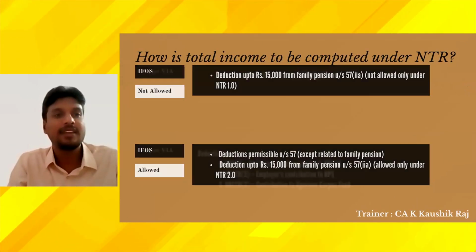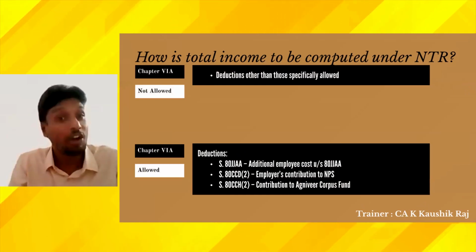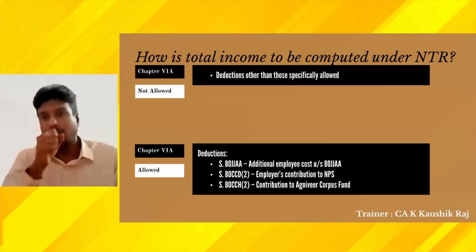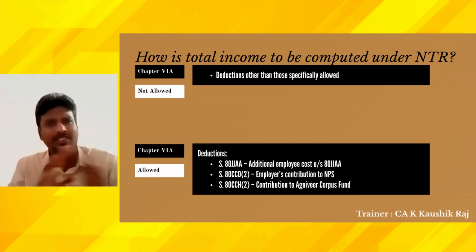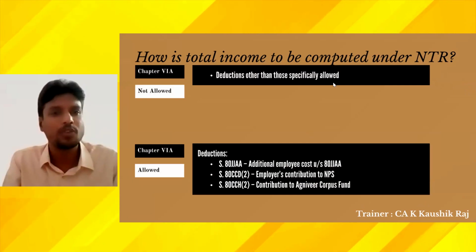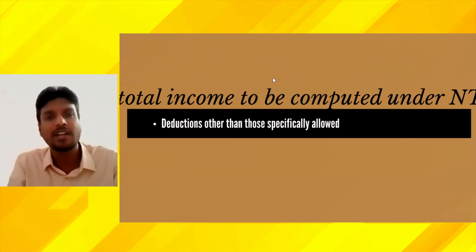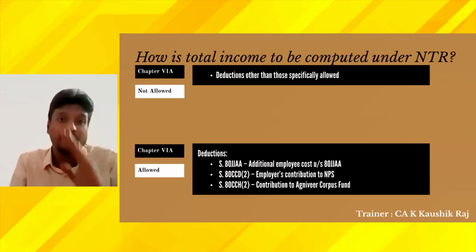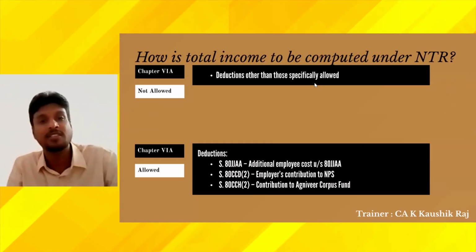Now, these are the exemptions and deductions in terms of the head of income, but in terms of deductions, that is chapter 6A deductions, no deductions is allowed. Entire deductions is ruled out. No deductions is allowed. Deductions other than those specifically allowed. Whatever is allowed specifically, only that is allowed, except that whatever we have 22, 23 deductions, nothing is allowed.